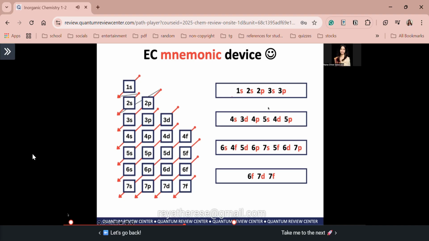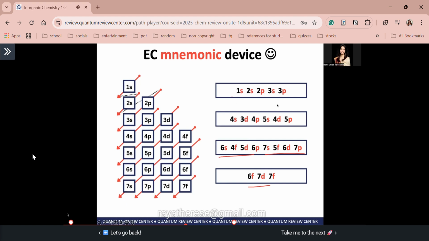O di ba madali lang yung i-memorize. So 1, 2, 2, 3, 3. Next, let's go to the second row. 4, 3, 4. Tapos 5, 4, 5. Oh, that's very easy, right? Observe the alternating patterns. Next, 6, 4, 5, 6. It's also alternating. Next, 7, 5, 6, 7. Alternating din. And lastly, 6, 7, 7. O, yung last, napakadali nang i-memorize yan.